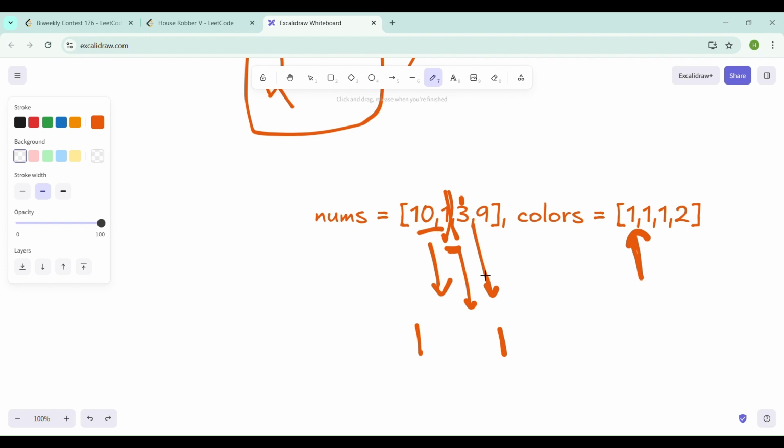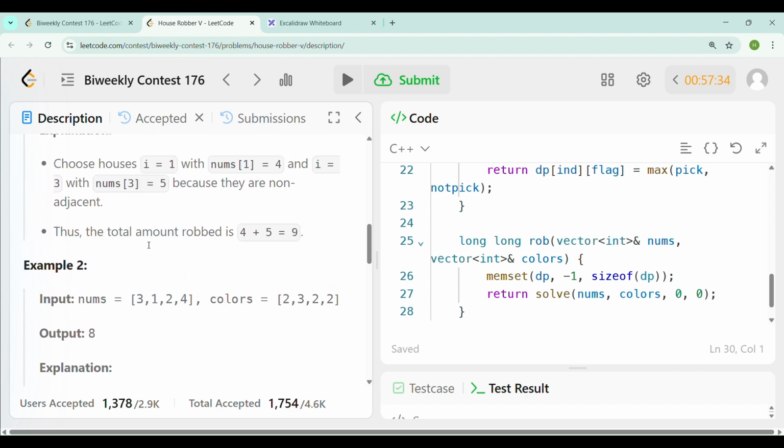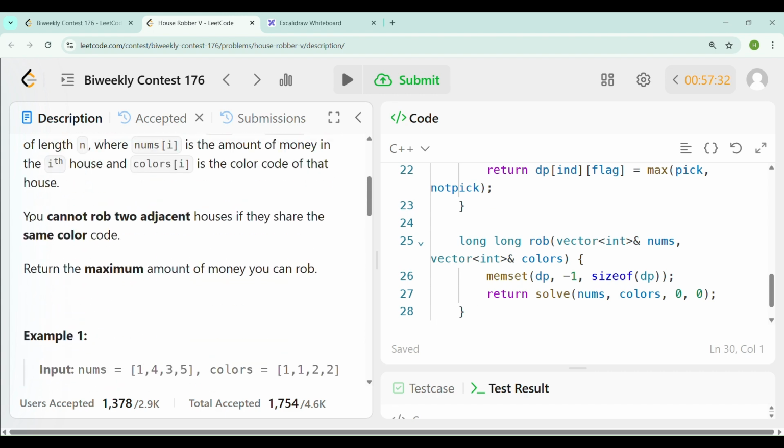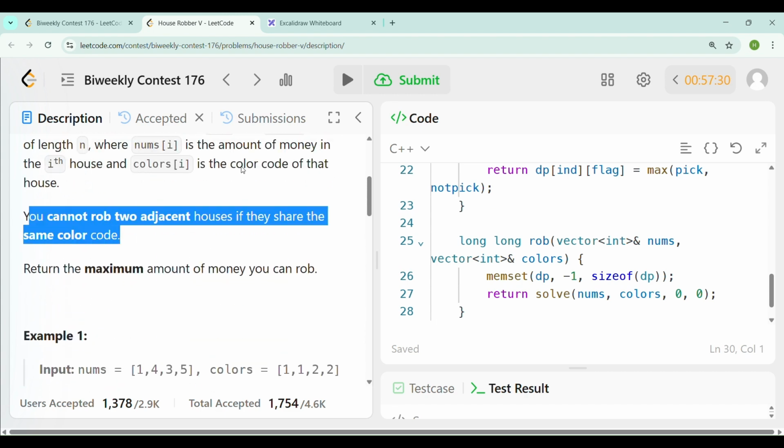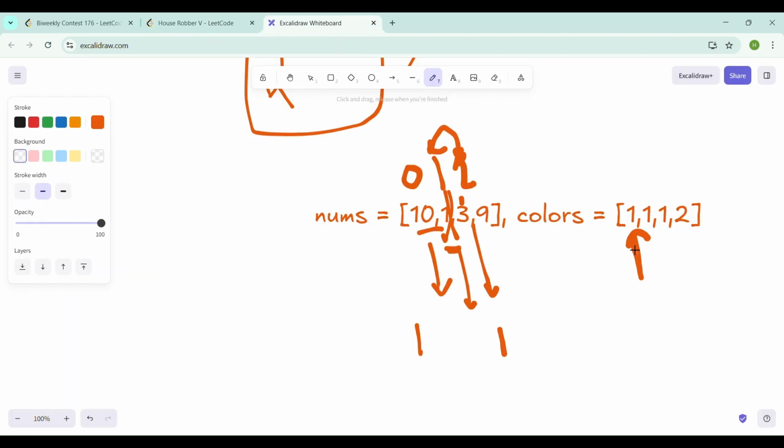10 was at index 0, and 3 is at index 2, right? So we can easily say that we can pick this element. Why? Because we have not picked the last element which was adjacent to this, right? And even though it had the same color, there is no issue in that. They have explicitly mentioned that you can pick this house. They have said you cannot rob two adjacent houses if they have the same color code. So I hope this part is clear, right?